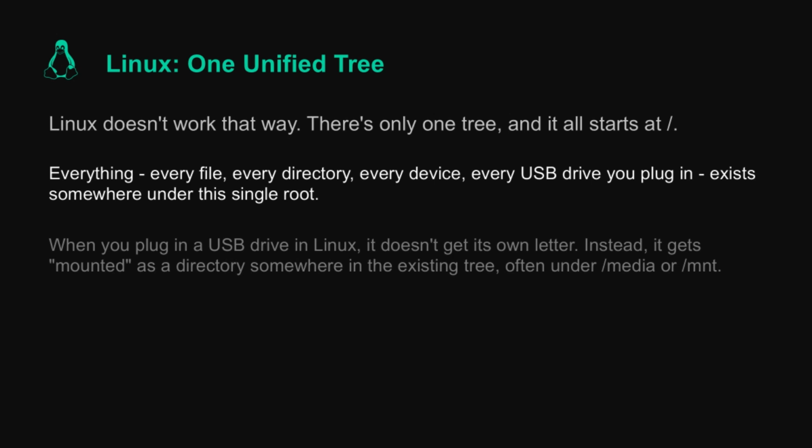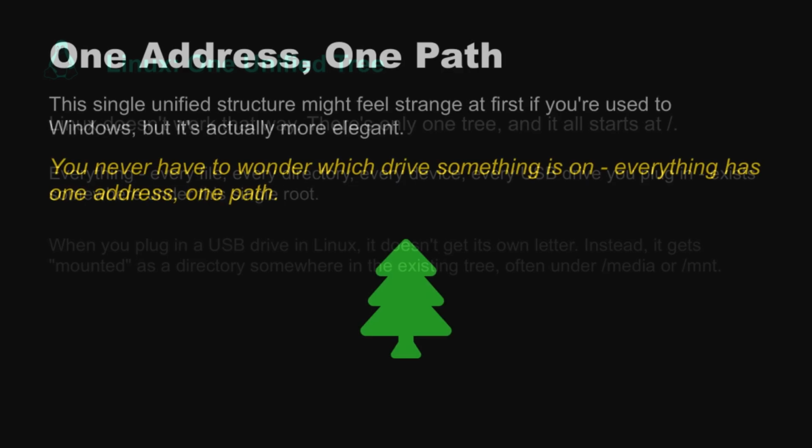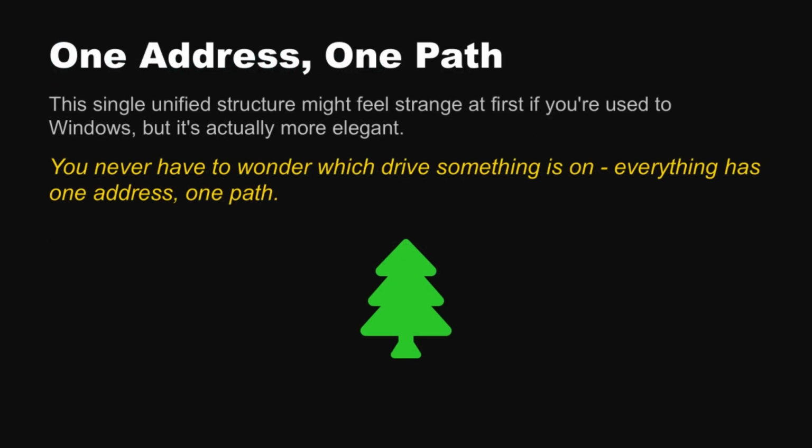When you plug in a USB drive in Linux, it doesn't get its own letter. Instead, it gets mounted as a directory somewhere in the existing tree, often under /media or /mnt. So yeah, the single unified structure can feel really strange if you're used to Windows, but a lot of people think it's more elegant, because you never have to wonder which drive something is on. Everything has one address, one path.